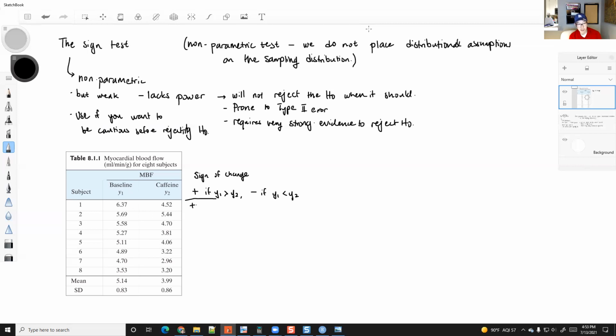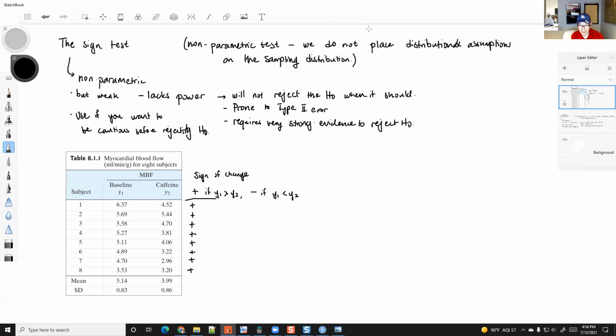So baseline is greater than caffeine. Observation 2, baseline is greater than caffeine. Observation 3, baseline is greater than caffeine. Observation 4, baseline is greater than caffeine. Observation 5, baseline is greater than caffeine. So in all of these observations, we have baseline greater than caffeine. And so this is very simple.